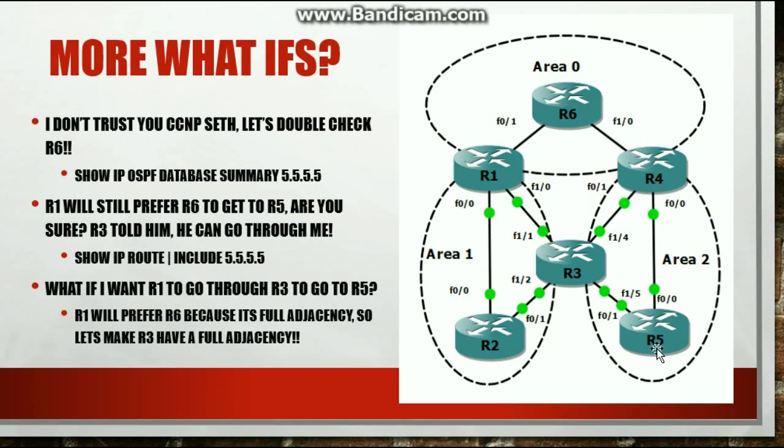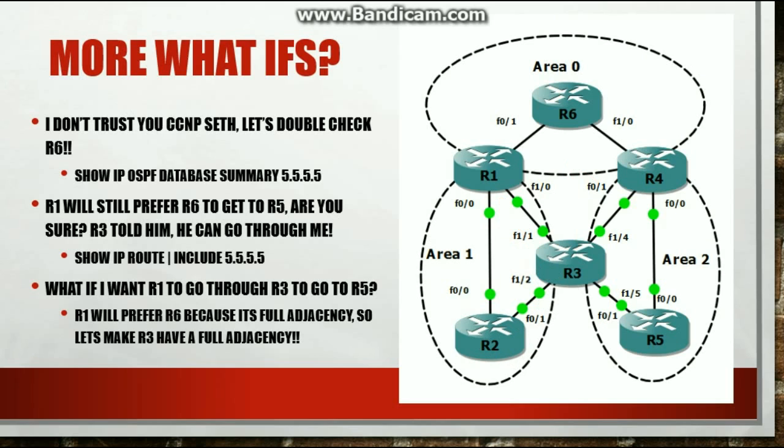Let's see here. R1 will prefer R6 because of its full adjacency. So how do we have it prefer R3? Well, let's give it a full adjacency and have R1 go through R3 to R5. But CCMP says, how do we do that? Well, there's a thing called virtual links. I don't know if you guys have ever studied that before, but all we have to do is give R3 a virtual link to R1, and then R1 will trust router 3 and say, alright, you have a full adjacency with area 0, you are telling me you have a better route for R5, so I will use you, but first we need to do this virtual link.